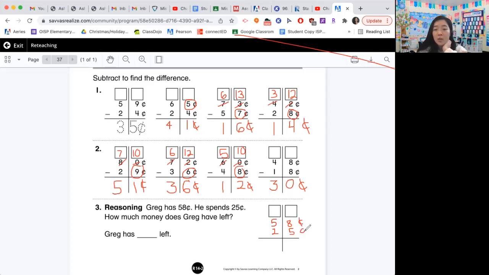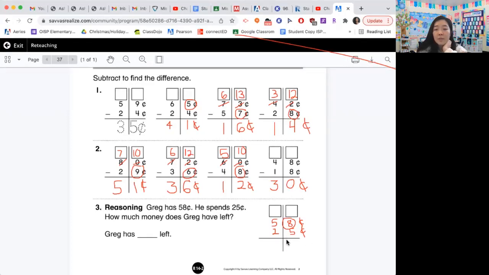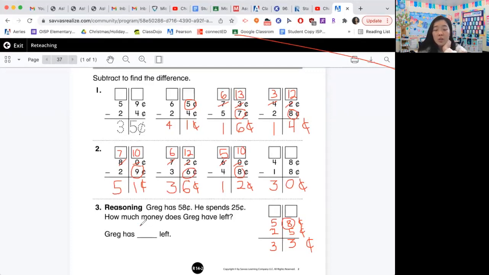So the first thing we need to do is step 1, subtract the ones. So what is 8 minus 5? What is 8 minus 5, Eva? 3. Very good. And then what is 5 minus 2? 3. Very good. So what is your total answer? 33 cents. Very good. 33 cents is correct. Greg has 33 cents left.